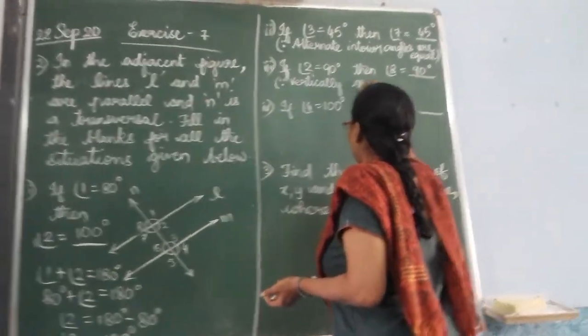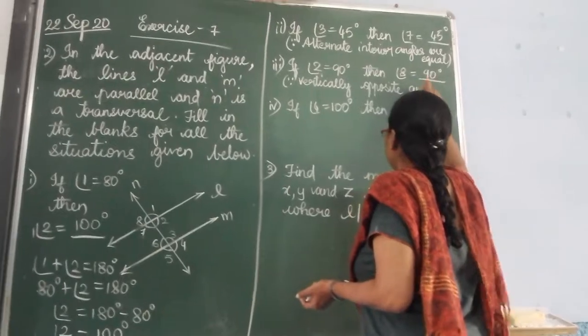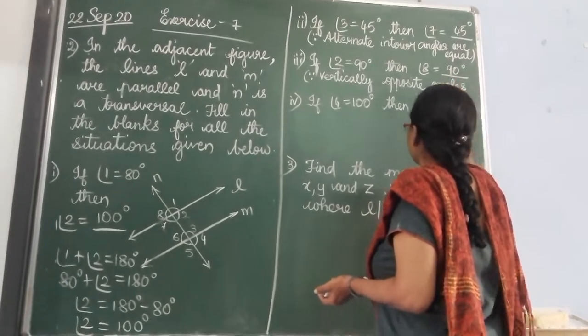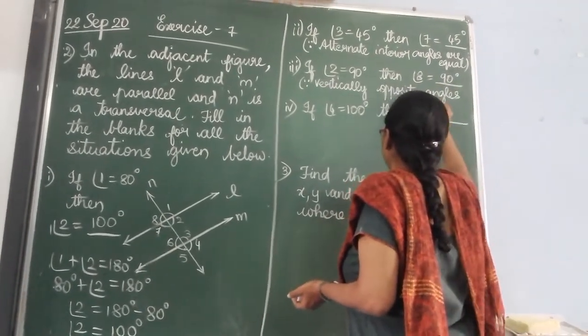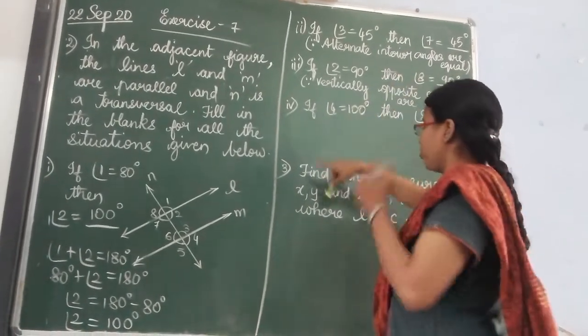Vertically opposite angles are equal. This is the reason why both of them are the same.